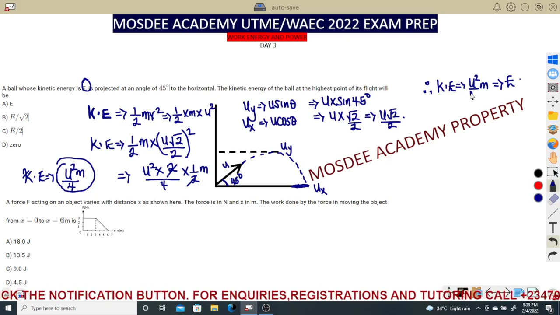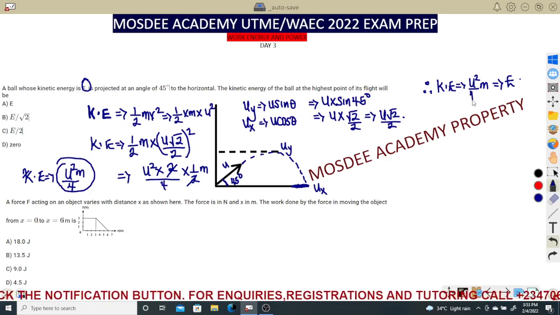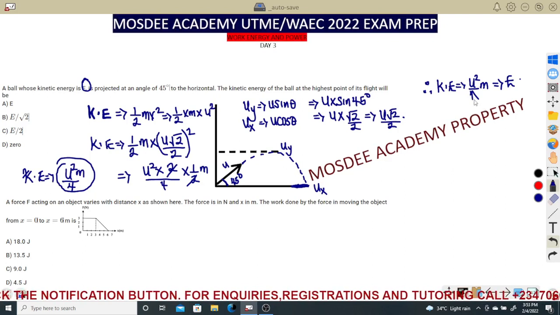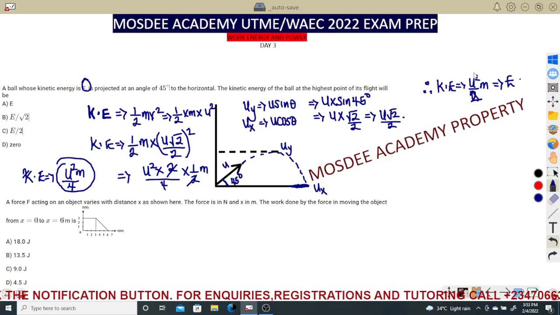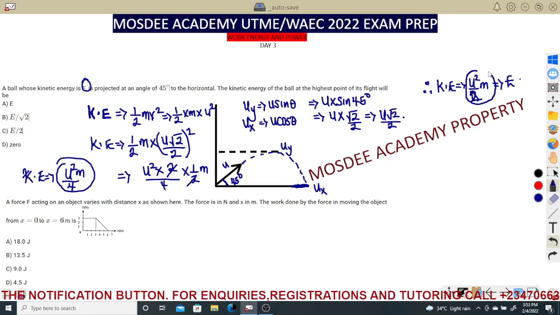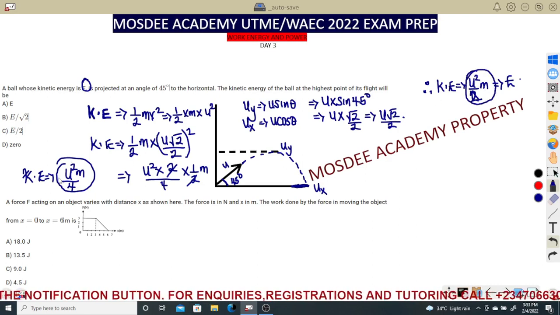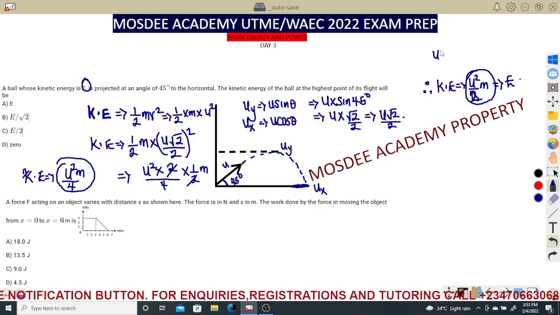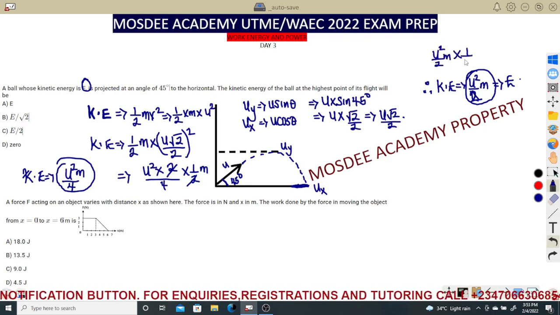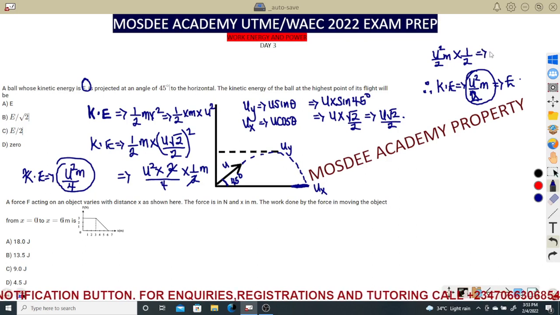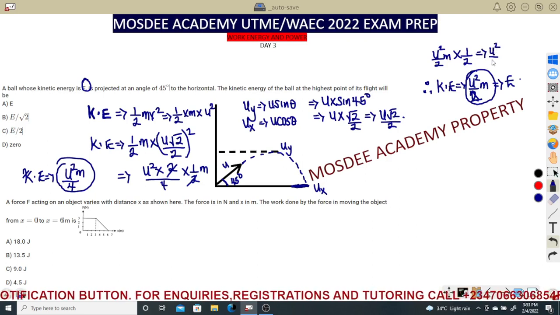My writing is lagging. I'm waiting for this to come up. I think it's back, over 2m. So this is the initial kinetic energy. This is the final kinetic energy at the highest point. So it's now for you to relate this. You just need to multiply this one times 1 over 2. For example, U square over 2m times 1 over 2 will give you U square over 4m.